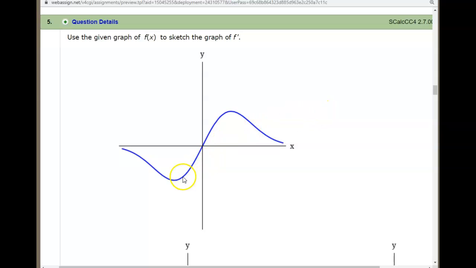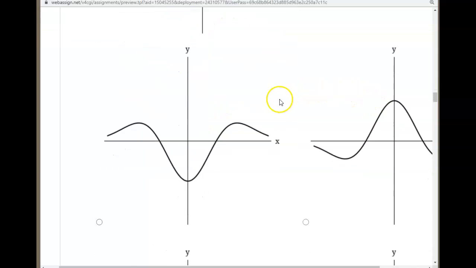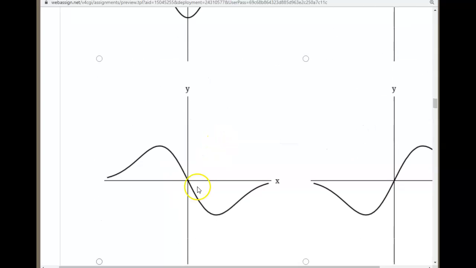So we're looking for a graph that has two zeros. It's got a high point on the y-axis, and it should hug the x-axis at both ends. High point, this has a low point on the x-axis. This has a 0, and this has a 0 on the x-axis. So we've eliminated everything but the correct answer.